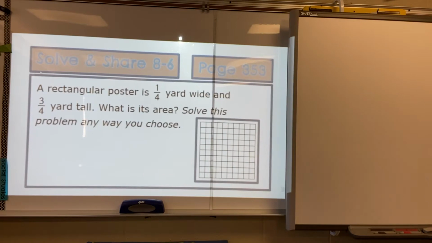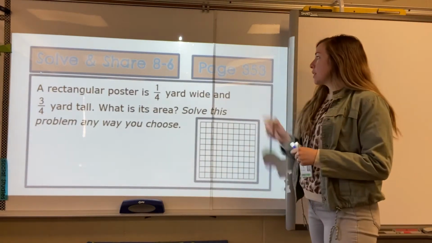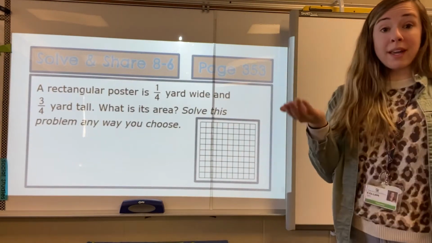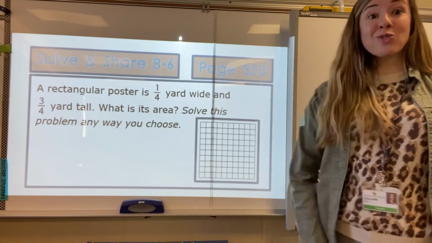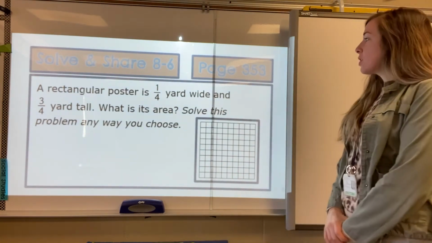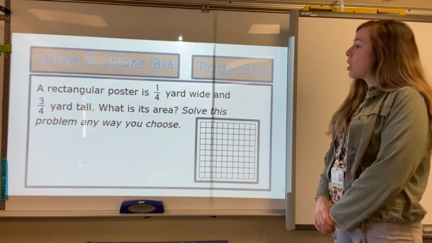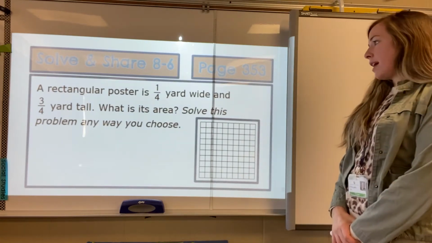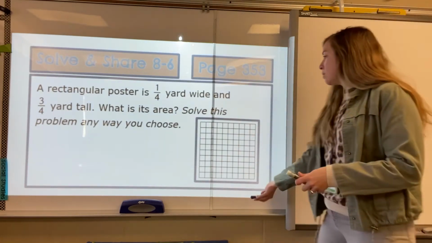Here's our solve and share for 8-6. We're on page 353, so make sure your workbook is out and open to that page, ready to give it a try. A rectangular poster is 1/4 yard wide and 3/4 yards tall. What is its area? Solve this problem any way you choose.